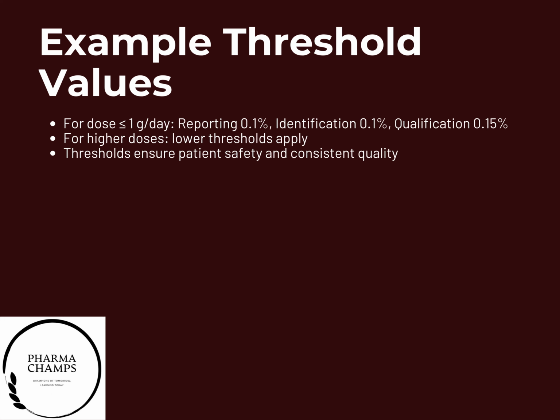One example for threshold values is that if the maximum daily dose of the drug is 1 gram or less, then you have to report the impurities above 0.1% and identify them above 0.1%, and qualify them above 0.15%. The thing is, higher doses have lower thresholds to protect patient safety.